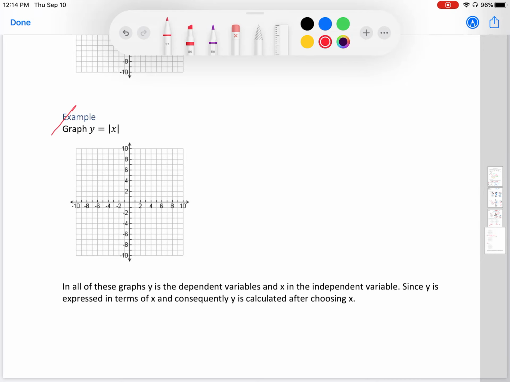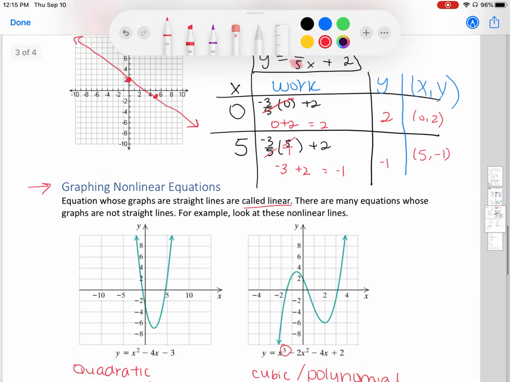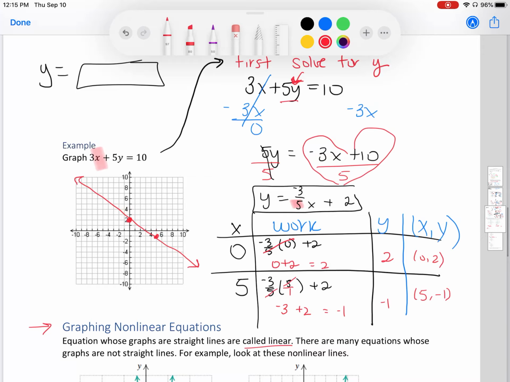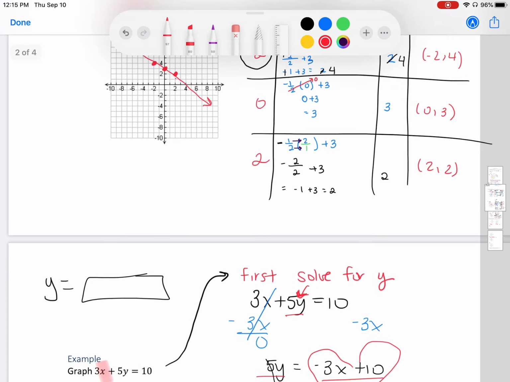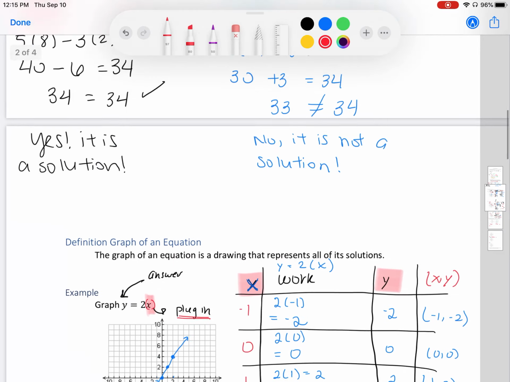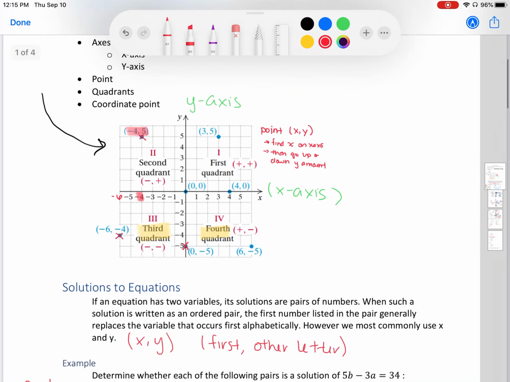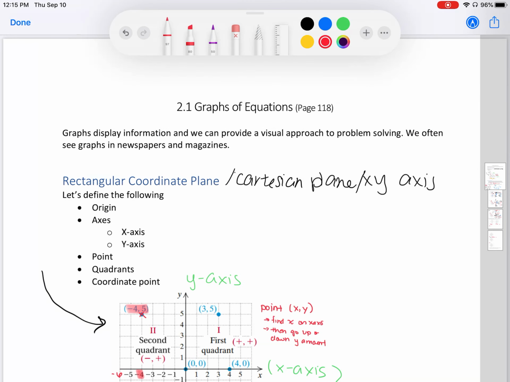All right, that's it for this section. In this section, we introduced lines and how to check a point to see if it's a solution and how to graph a line. We were also introduced to the rectangular coordinate plane.